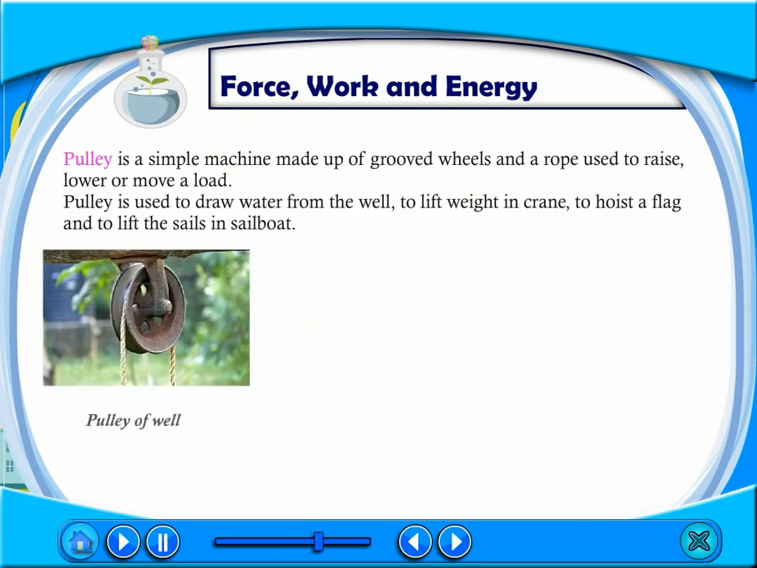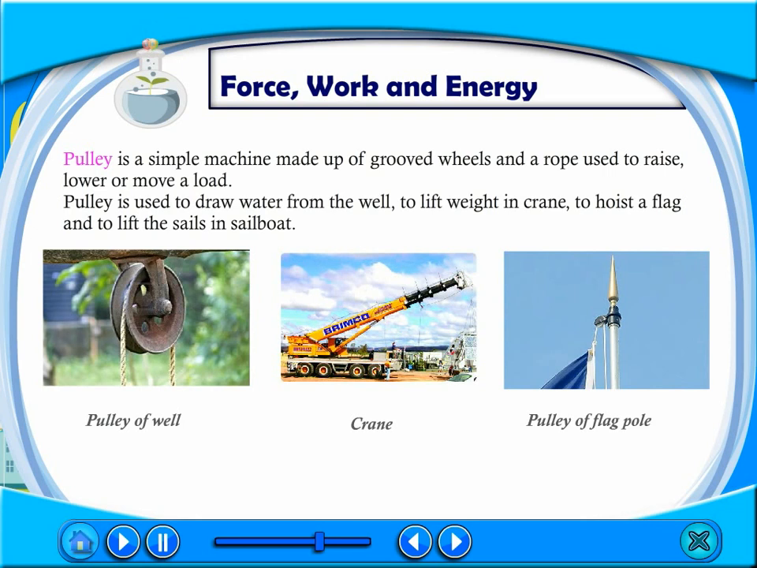Pulley is a simple machine made up of grooved wheels and a rope used to raise, lower or move a load. Pulley is used to draw water from the well, to lift weight in crane, to hoist a flag and to lift the sails in sailboat.